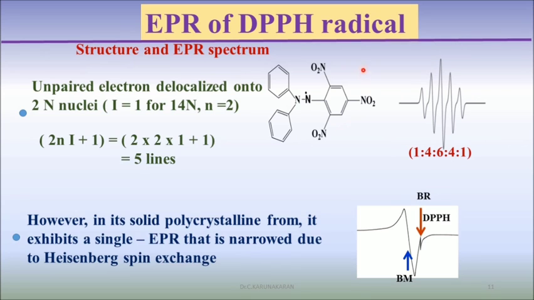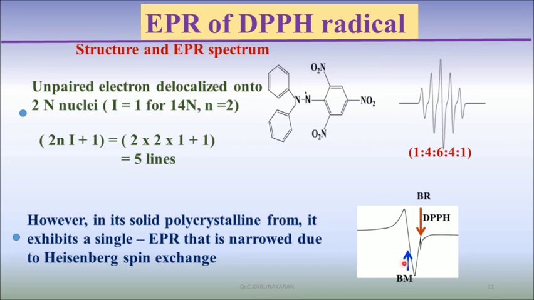Okay, let us see the structure of DPPH. The unpaired electron is delocalized over two nitrogen atoms. Therefore, I equal to 1 for nitrogen-14. There are two nitrogen atoms, so 2nI plus 1, giving 5 lines with the intensity ratio as obtained here. It is very, very important, and this question was asked in CSIR or GATE. DPPH is a field marker.